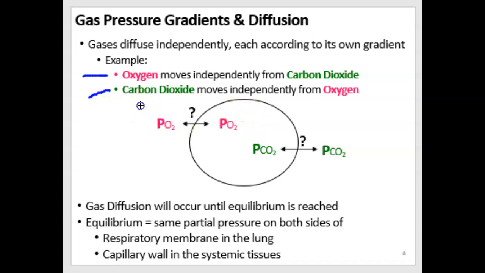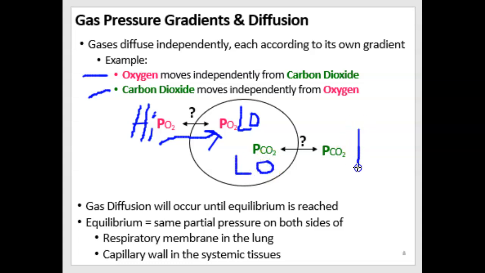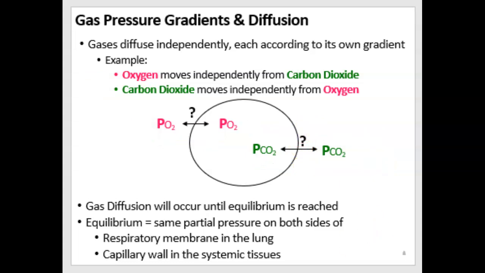And so if we have high PO2 outside of whatever this circle space is, and low PO2 inside, you know that oxygen will diffuse into this circle. And if we have low CO2 on the inside and high CO2 on the outside, CO2 will go in the same direction. It's going to go into the circle. But of course, more often than not, they have opposite concentration gradients. So usually we'll see high inside a cell, and low outside of a cell. So the idea is that oxygen moves independent from carbon dioxide.